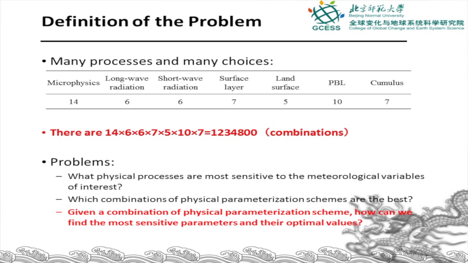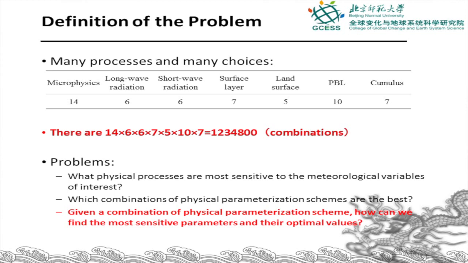And so there is a problem: which of those physical processes are most important or most sensitive with respect to the meteorological variable of our interest, for instance, precipitation or temperature. This is an important question that people have to answer. And then, which combinations, that means how do you choose the different combinations that give you the best WRF model configuration you can use for your particular application?